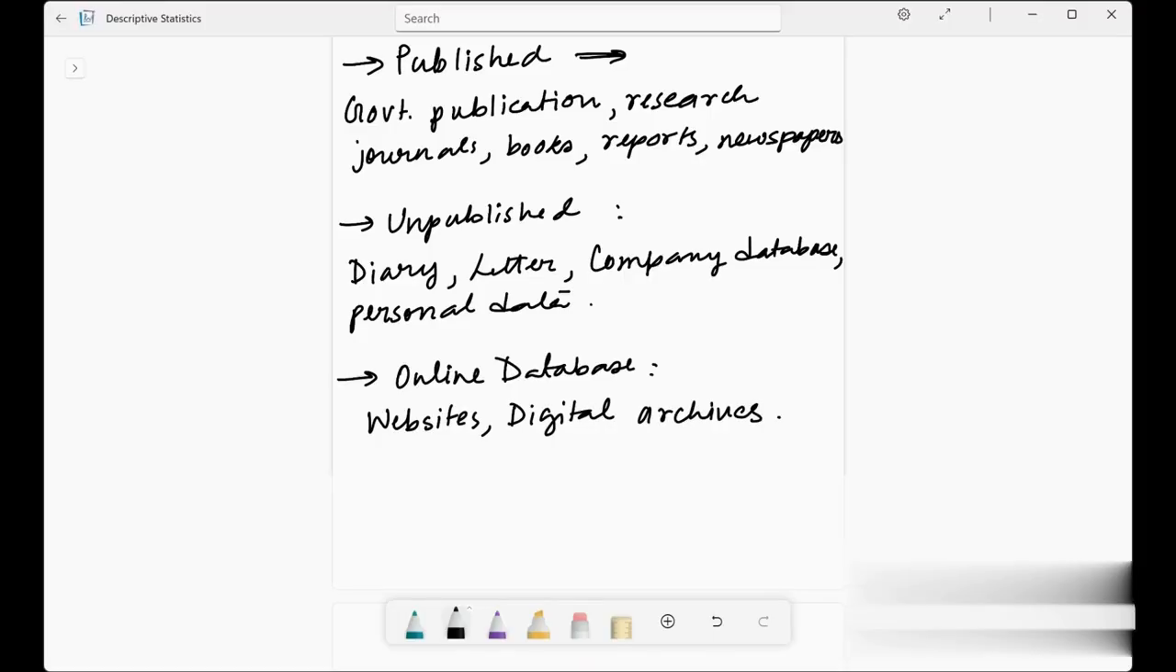We have completed method of data collection for primary data and secondary data. Okay. For the next class, we will study presentation of data, which includes textual, tabular, and graphical representation. Okay. So yeah, that's it for today's class.